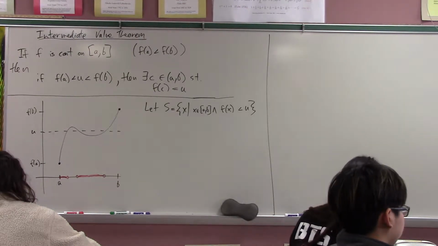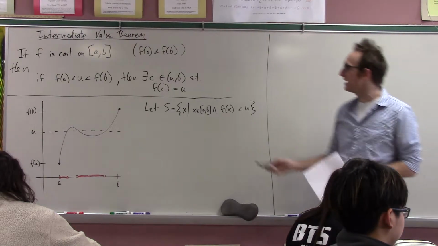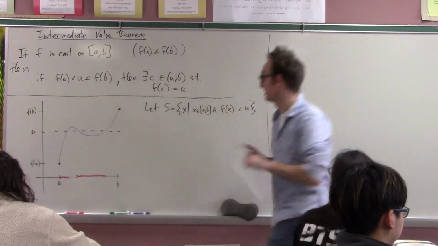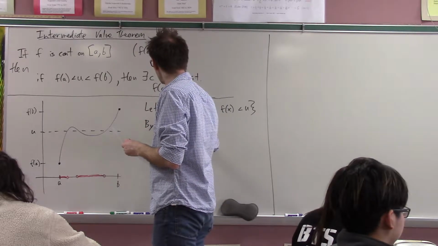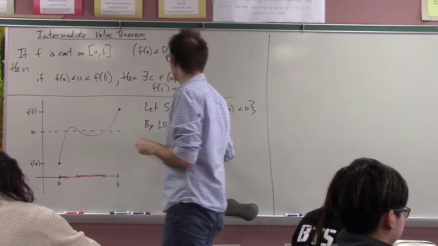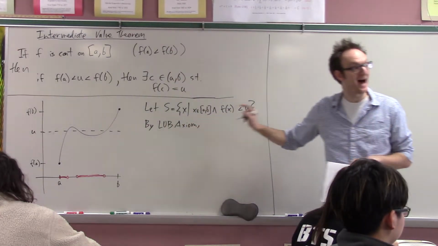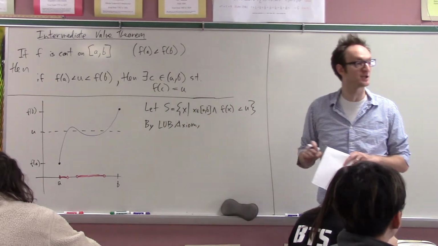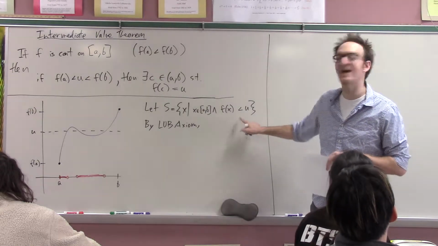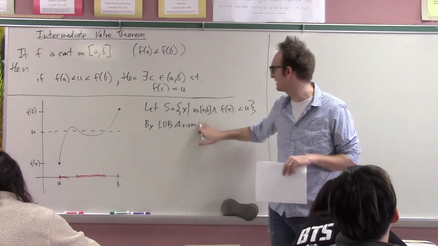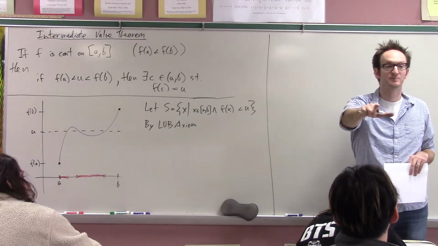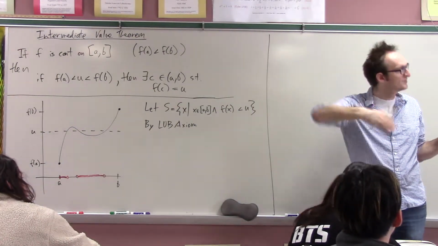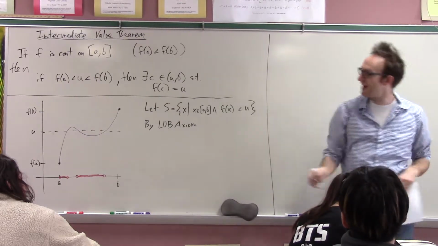All right, and now I'm going to apply the least upper bound axiom to this set. By the least upper bound axiom, I am allowed to just say that this set has a least upper bound. Oh, why? I should confirm that really quick. What does it take to show that the least upper bound axiom is applicable? It needs a non-empty subset of the real numbers which is bounded above.